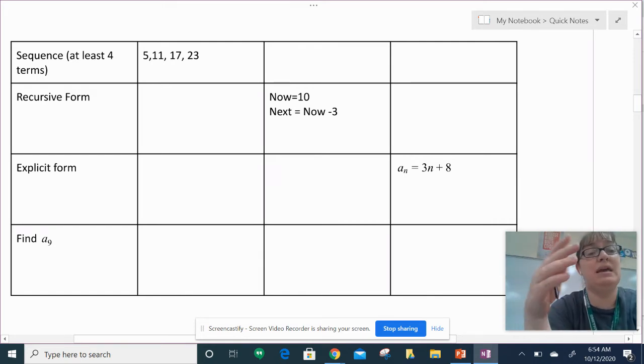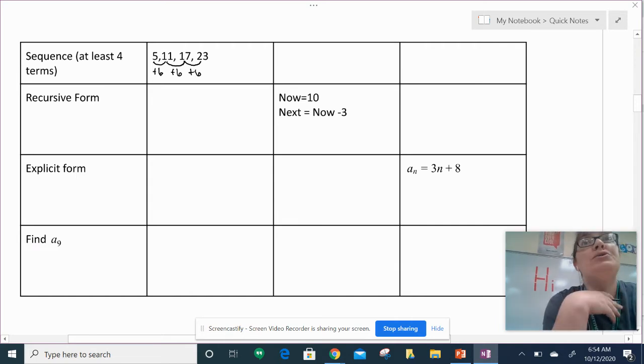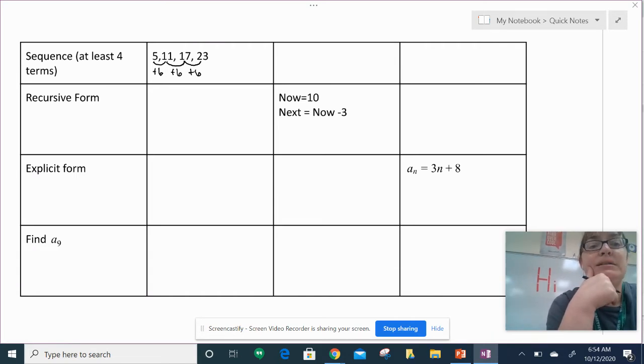So before I can write a recursive or an explicit form, I have to determine, is this arithmetic? Is this following a pattern of adding the same number over and over or subtracting the same number? So I'm just going to test it by saying 5 to 11. If I'm not sure, I can take 11 minus 5, and I find out I'm adding 6. And then 11 to 17, I'm also adding 6. And then 17 to 23, I'm also adding 6. So I can feel pretty confident, since I've done the same thing over and over, that this is an arithmetic sequence.